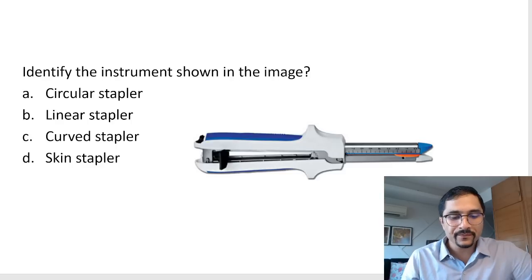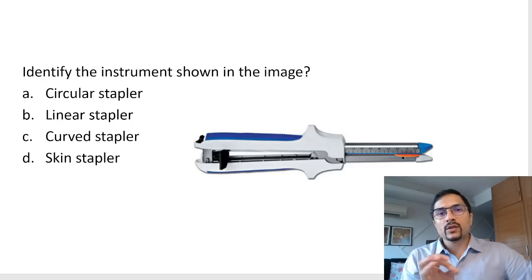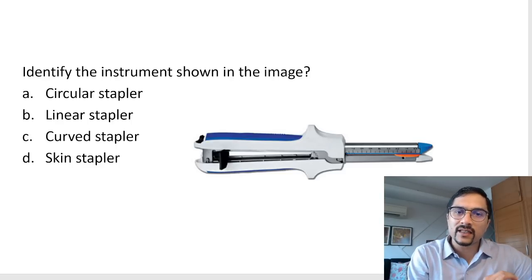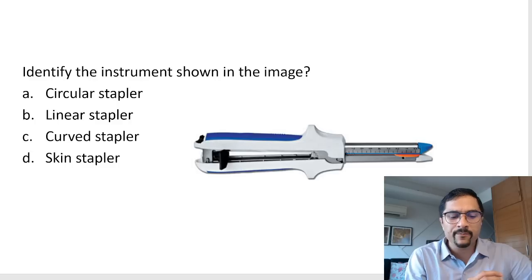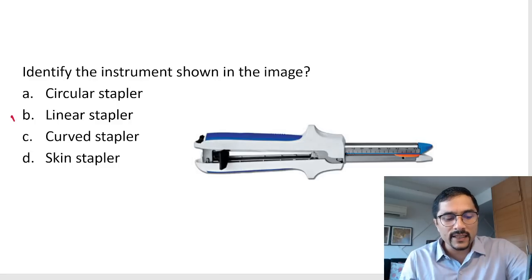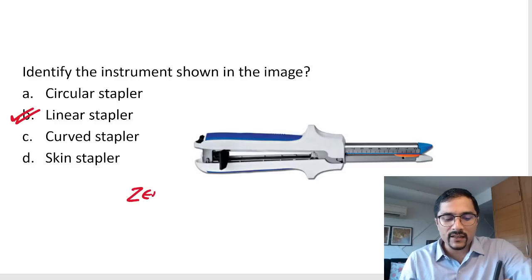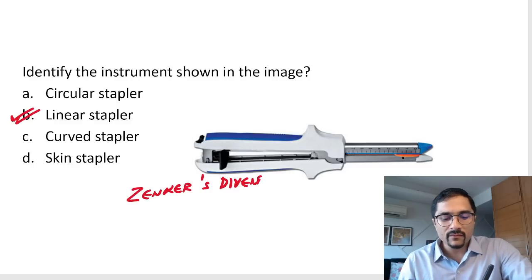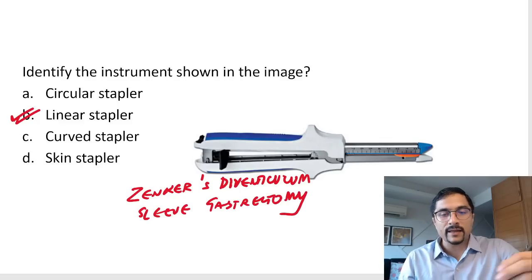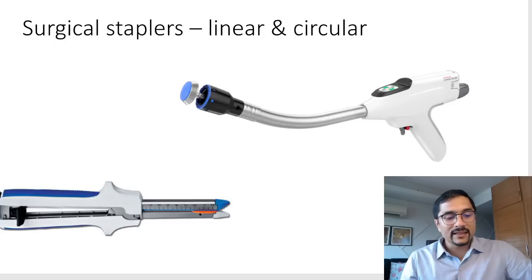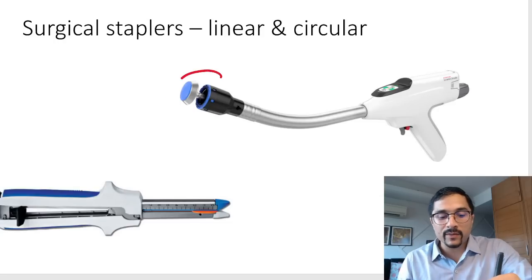This is also an instrument, either this one or the circular stapler is frequently asked in the exam. This instrument is a linear stapler. This is a linear stapler which is used for Zenker's diverticulum. This was asked in your FMGE exam. It is also used for sleeve gastrectomy, which is a bariatric surgery. So this one is a linear stapler. And this one is a circular stapler.